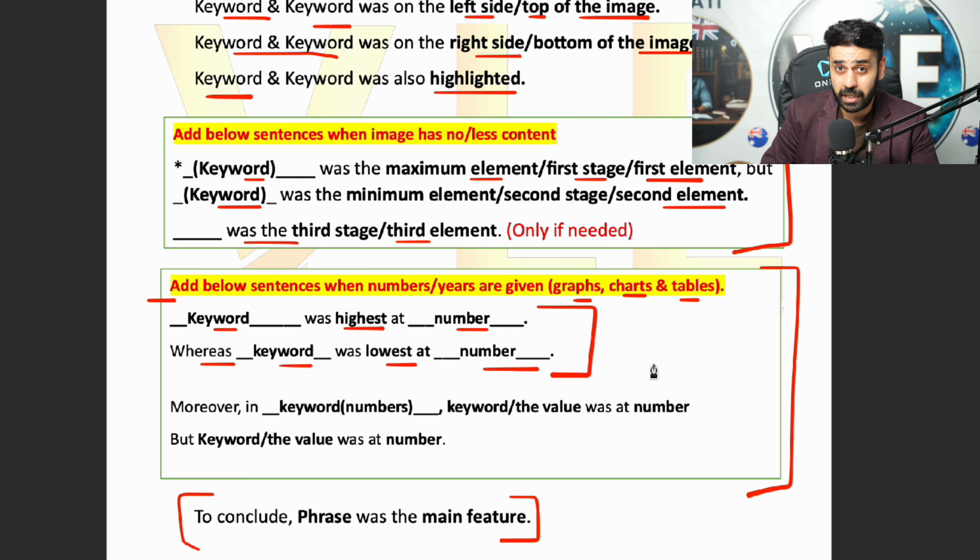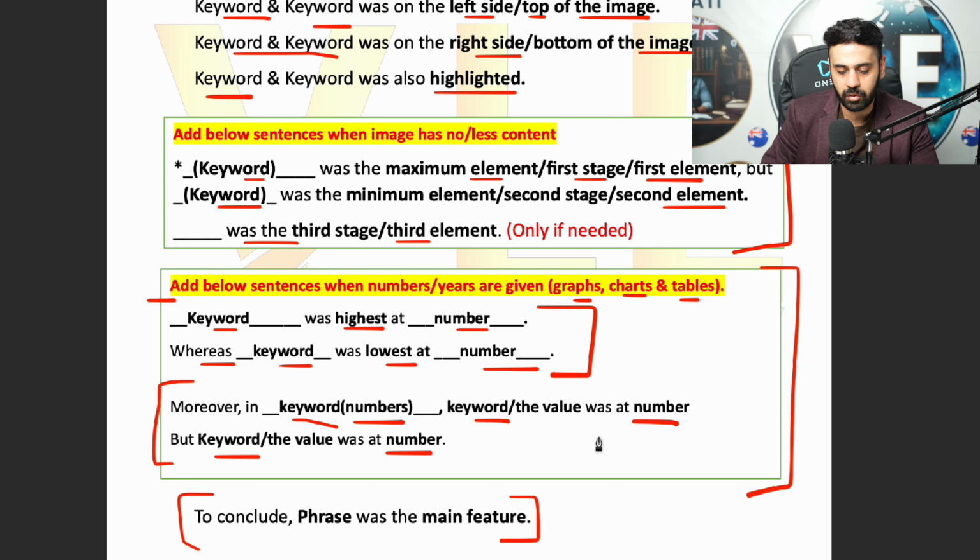Now guys, this is very important. If you get 0 marks in content, you will not get any marks for fluency or pronunciation. So please make sure that you include such trends. And one more trend you're going to include: moreover, in a particular area, particular year, particular number, a particular keyword was at a particular figure, and similarly another keyword was at a different number.